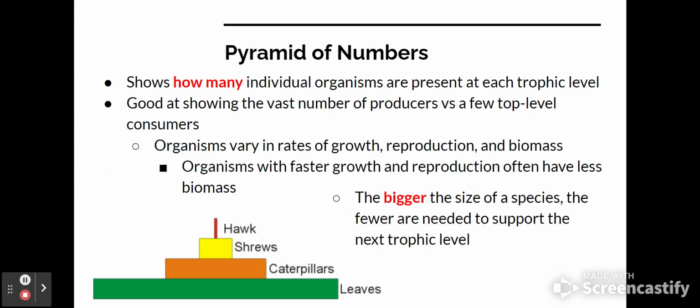Now, pyramid of numbers shows how many individual organisms are present at each level. This is good at showing the vast number of producers versus a few top-level consumers. Organisms vary in rates of growth, reproduction, and biomass. Organisms with faster growth and reproduction often have less biomass. The bigger the size of the species, the fewer organisms are needed at the top to support the next level.